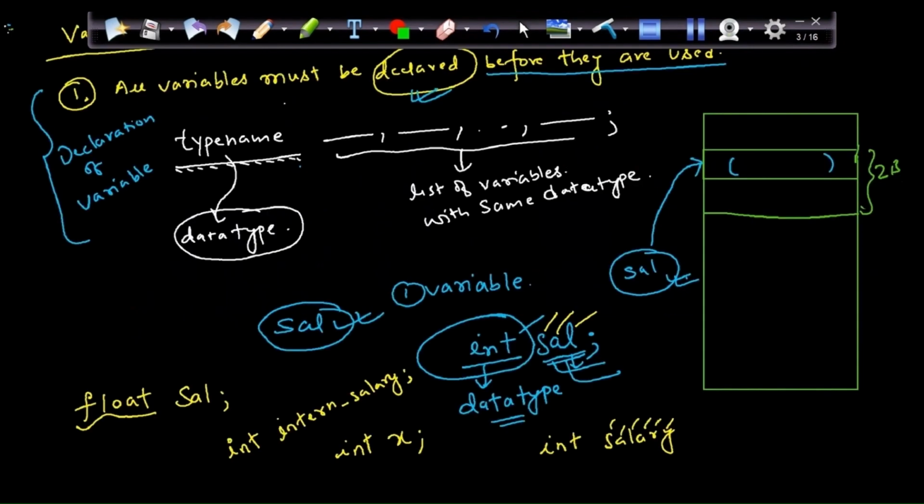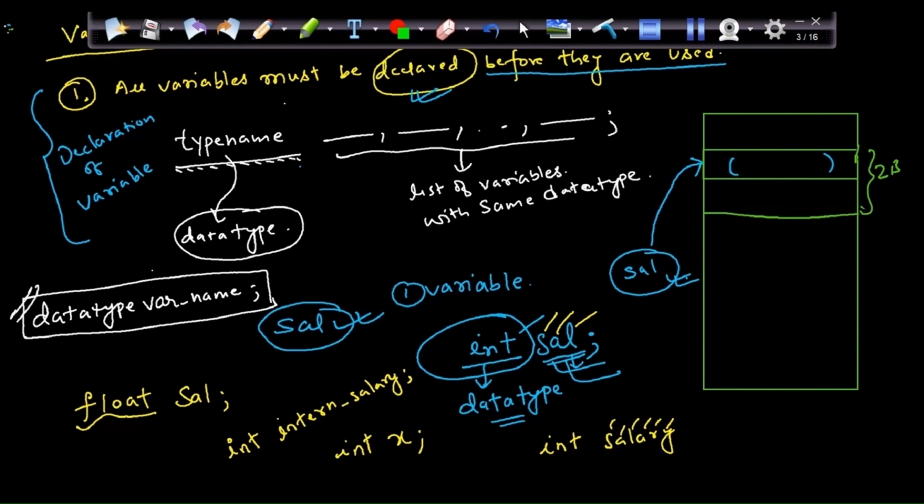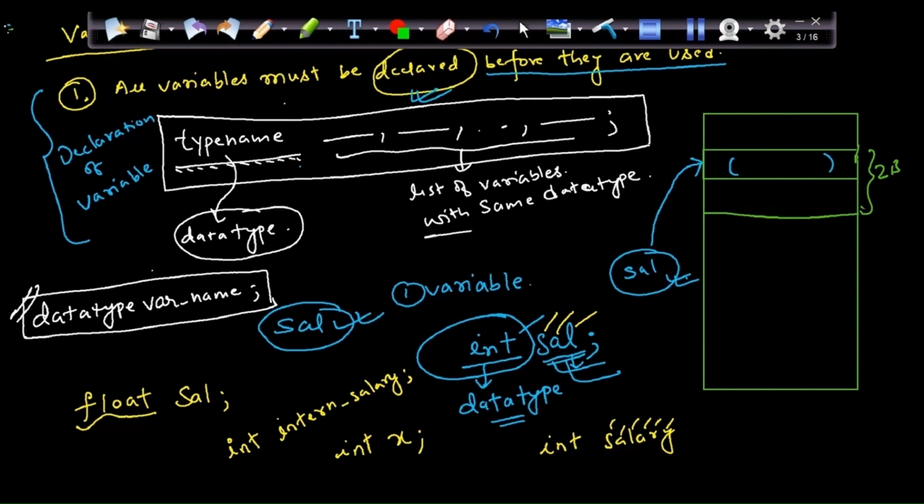Let me summarize the content of this video. First, in this video we have seen the declaration of a variable. What is the declaration of a variable? Data type and variable name. That's it. This is how you declare a variable. For the same data type you can declare a list of variables in a single statement.